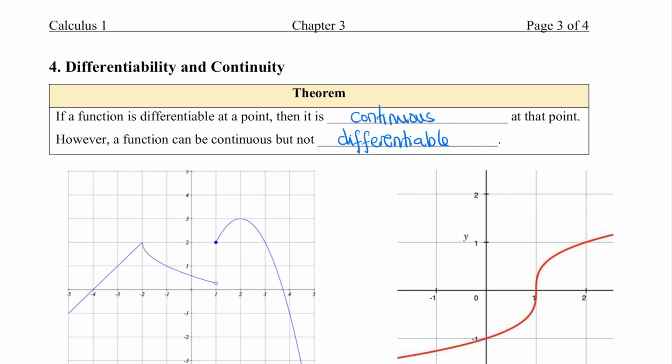So remember this key idea. Differentiable implies continuous, but continuous does not always imply differentiable.